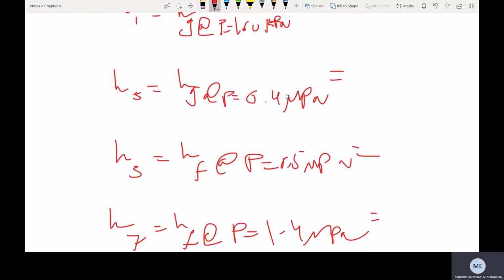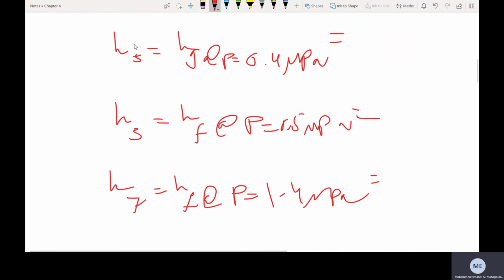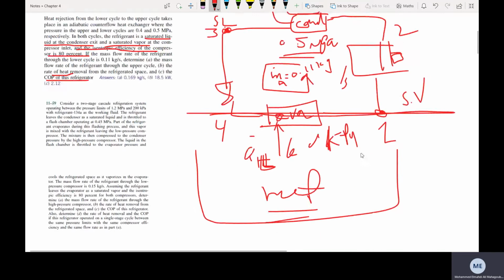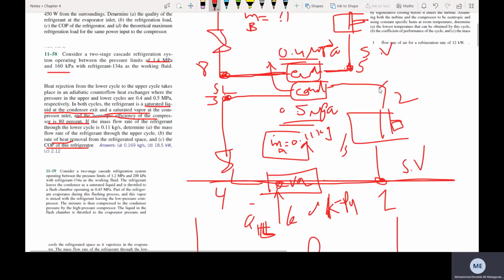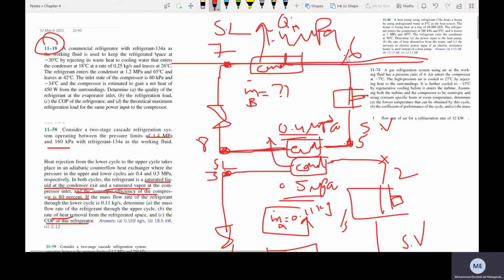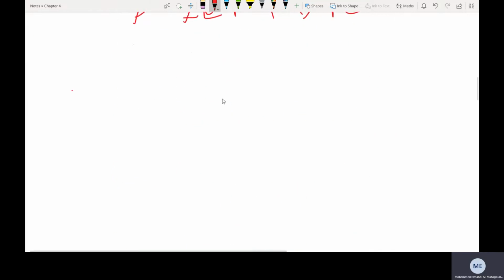Now I can find whatever I want from these enthalpies. So I'll find this, and then what else do I need? This enthalpy is coming from here, and this one is coming from here. But first I have to find the isentropic ones, before finding the actual ones. So H2 and H6: first I need to find the isentropic ones before using the compressor.